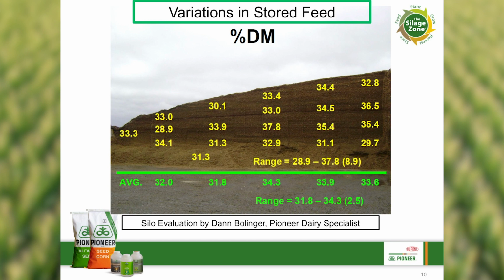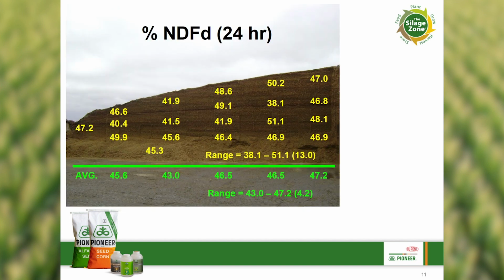When they faced that silage and brought it down, and sampled those from the whole face across the bottom, you can see that it reduced the range by quite a bit on the dry matter, down to 2.5 points. And when they did it on the NDFD, it also reduced that range of variation by quite a bit.